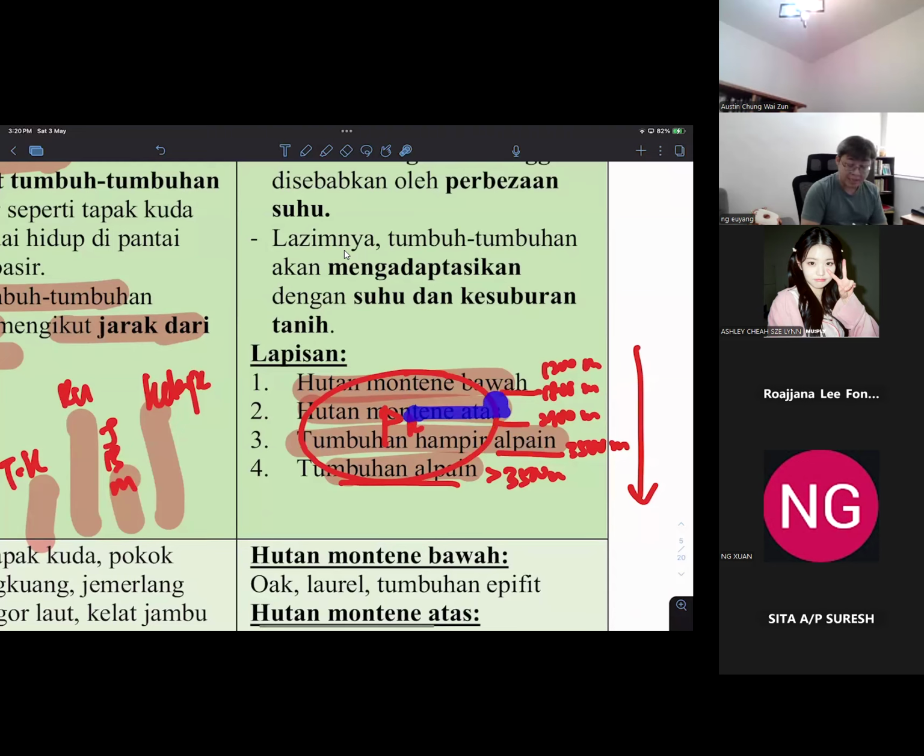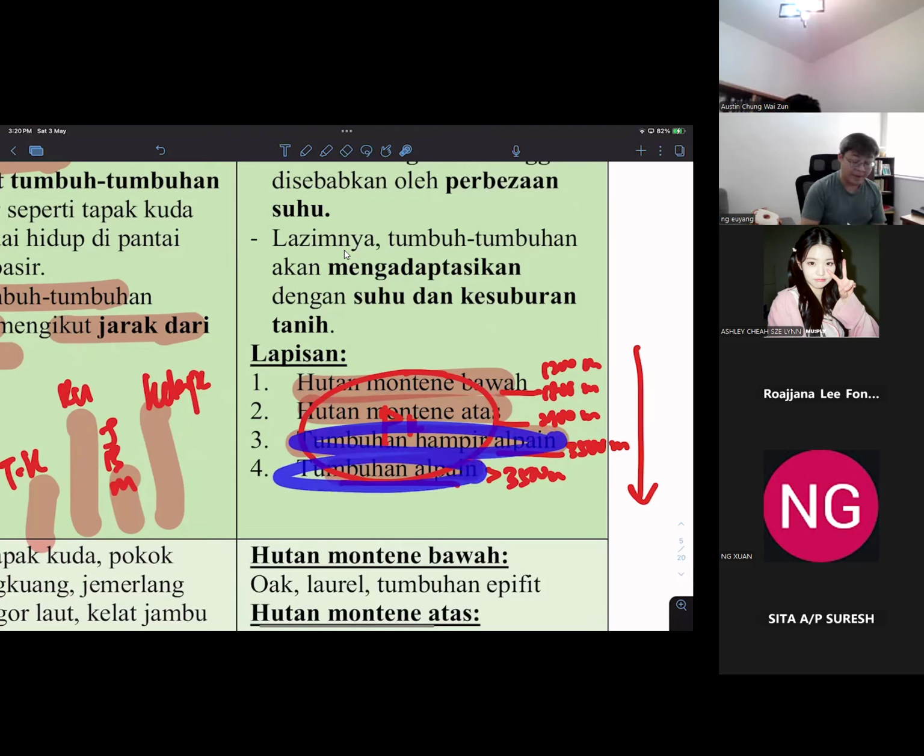So periuk kera in montane atas is usually larger in size, like a forearm. But if the periuk kera is able to grow in this layer, 2,900 to 3,500, for the lapisan tumbuhan alpine, they are going to become just palm size. Forearm size for the montane atas, and then palm size for the periuk kera in your lapisan tumbuhan alpine. Because the taller the altitude, the ketinggian, the smaller and shorter the plants. So that's why this is what we call pokok-pokok kecil in this layer. And then the montane atas is usually known as tumbuh-tumbuhan or pokok-pokok yang rendah. So tumbuhan hampir alpine is tumbuh-tumbuhan yang pendek, smaller size.